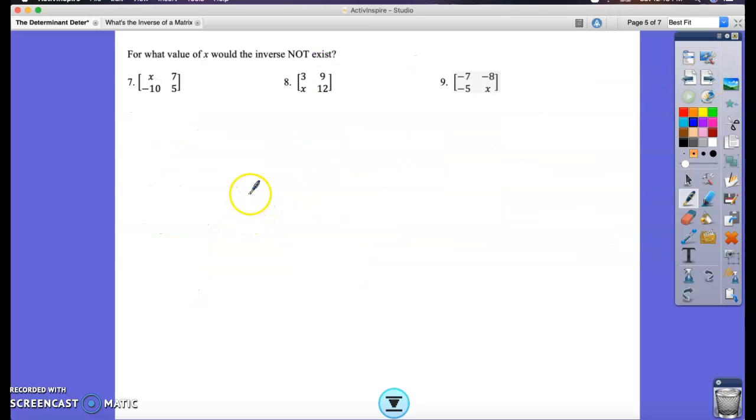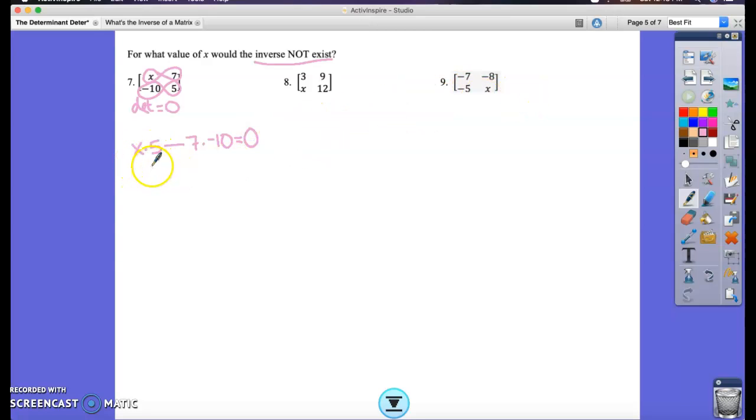There's another type of question I'm going to ask you. For what value of x would the following not exist? Would the inverse not exist? Ms. Freibush, it's 0. No. X here is an entry in each one of these. I want to know when the determinant of that guy right there equals 0. So I'm going to set this up like an algebra problem. X times 5, and determinant is difference. 7 times negative 10. And I want to set this equal to 0. When would this not exist? When would the inverse not exist?